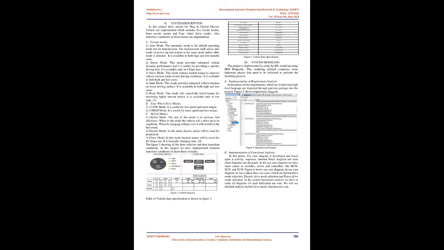2b. 4-wheel drive modes. 1. 4 low mode. It is useful for less speed and more torque. 2. 4 high mode. It is useful for more speed and less torque. C. Hybrid modes. 1. Hybrid mode. The aim of this mode is to increase fuel efficiency. While in this mode the vehicle will drive up to its capability.